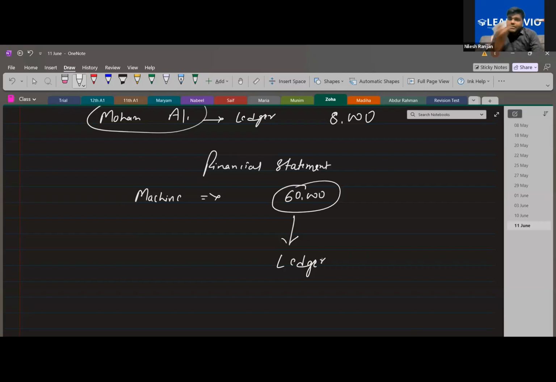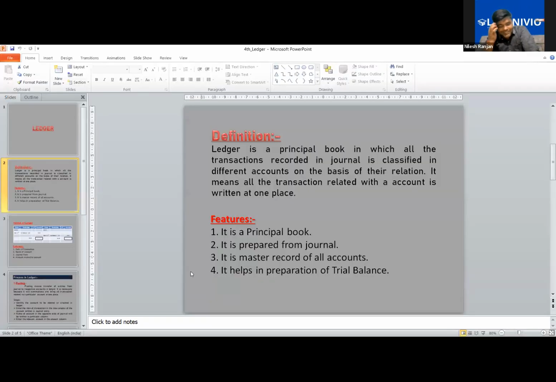Why? Because while you are studying accountancy, every time you will find the rule of journal. So that is why it is important. Now, while doing the accountancy for any company, the ledger is the most important one. After preparing ledger, we don't need journal. So ledger is a principal book. Actually, this is a simple feature, principal book, and there is so much explanation related to this.